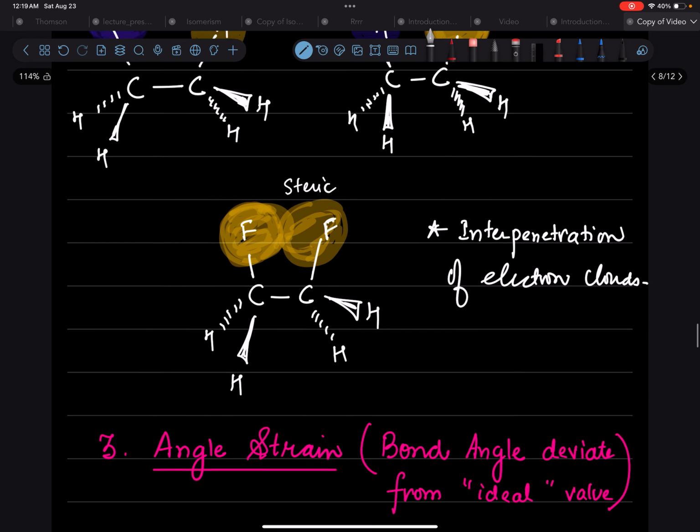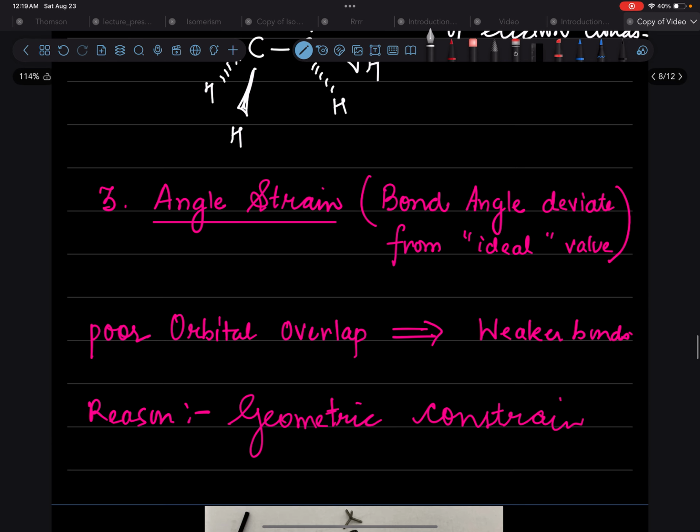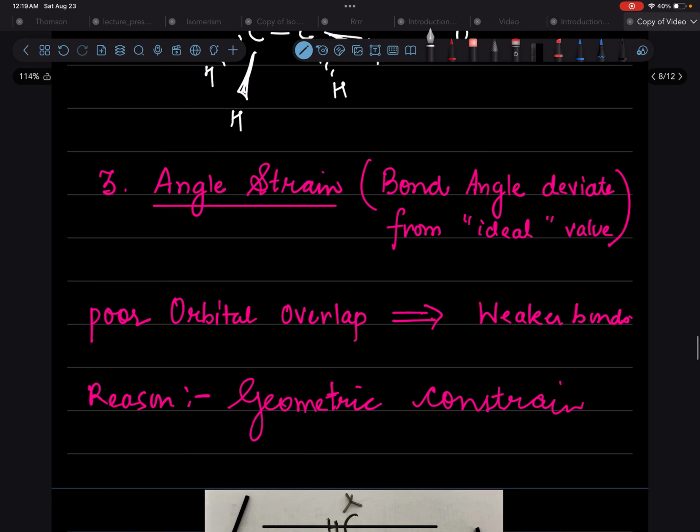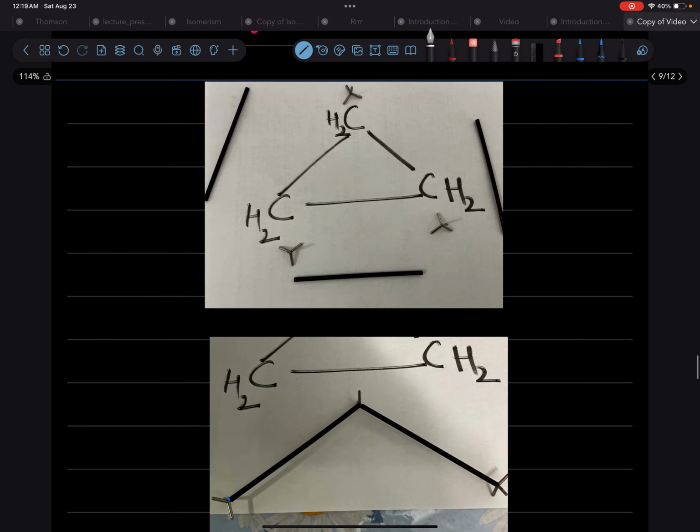Got it? Now the third type of strain, angle strain. To understand angle strain, we will take the example of the propane molecule, right?